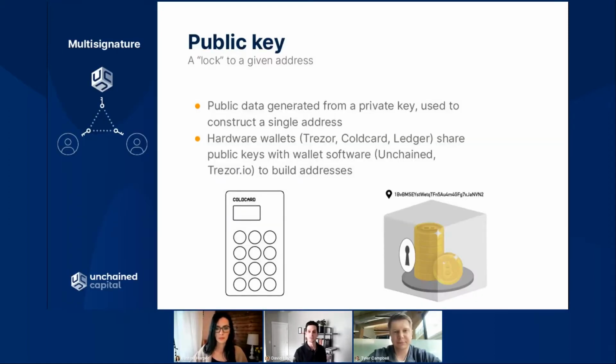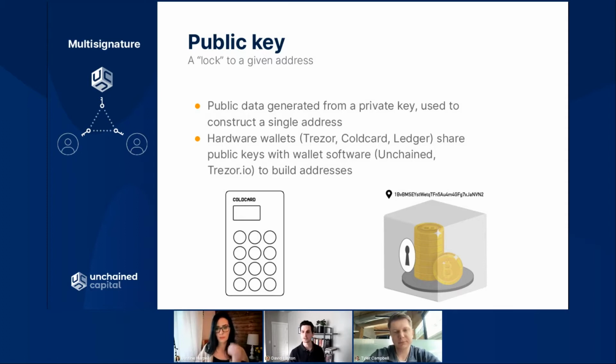Second term here, and I'm going to start an analogy, is a public key. So you can think of a public key as a lock to a given address. So it's public data that's generated from a private key used to construct a single address. And hardware wallets like Trezor, Coldcard, Ledger, the ones that we work with, share public keys with wallet software, and you can think Unchained, Trezor.io, to build addresses.